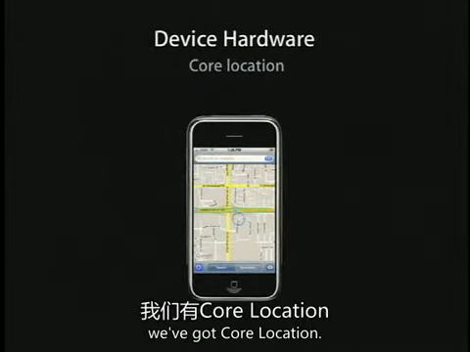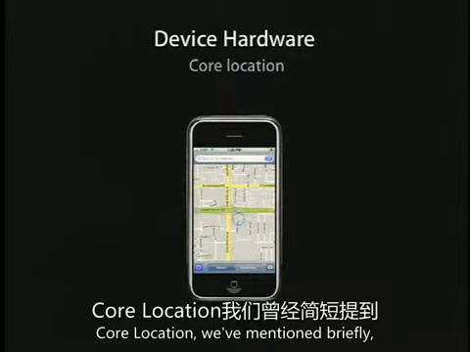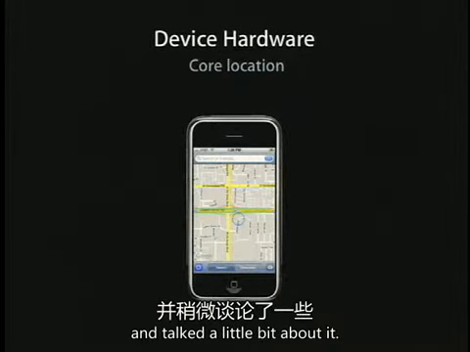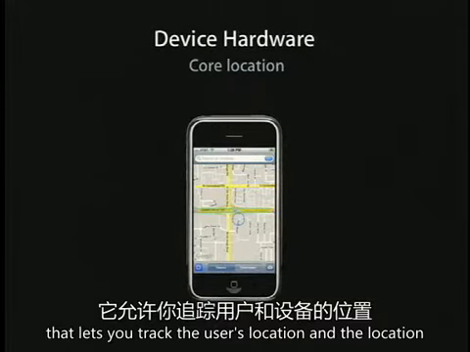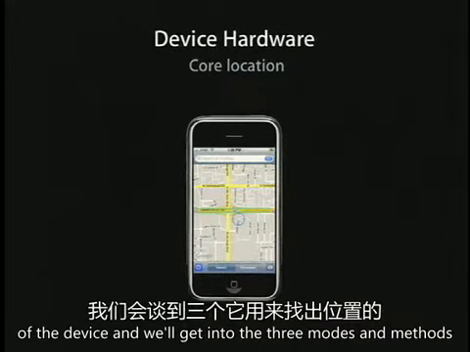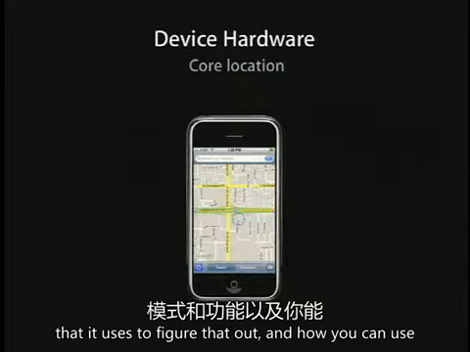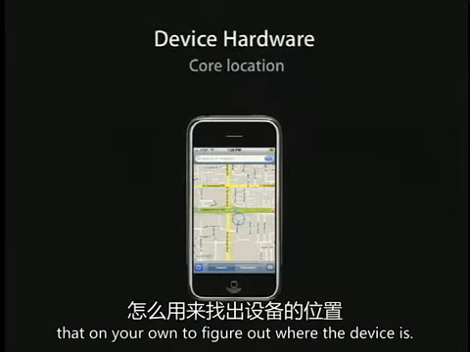We've got Core Location. Core Location, we've mentioned briefly and talked a little bit about it, but it's a new framework on iPhone OS that lets you track the user's location and the location of the device. And we'll get into the 3 modes and methods that it uses to figure that out and how you can use that on your own to figure out where the device is.